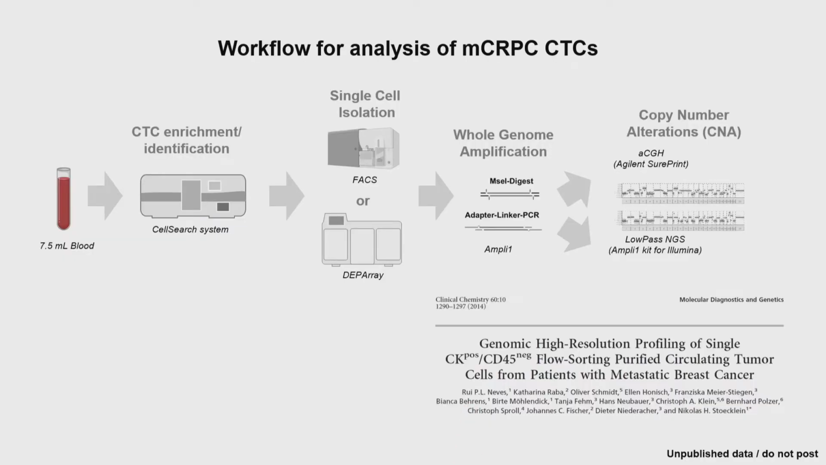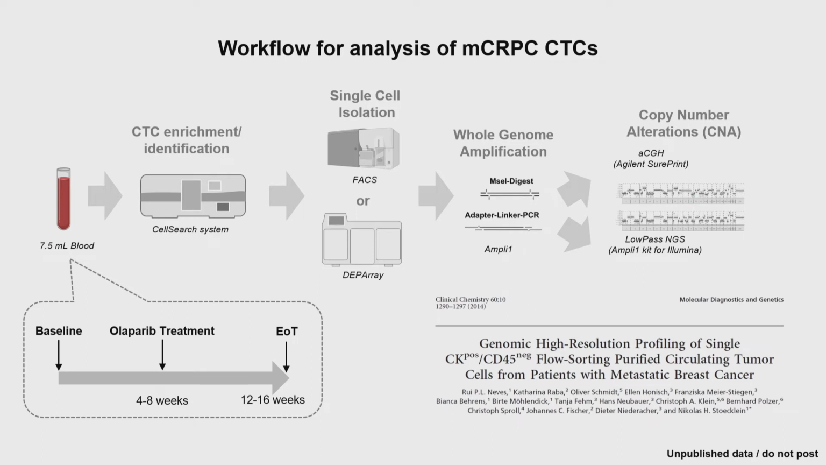This is the workflow we used, and we have published some years ago. So after CellSearch enrichment, we perform isolation of single cells, either by FACS sorting or with a DEP array. If we have the single cells, we amplify the whole genome using adapter-linker PCR, the Ampli1 method, and then we can use those amplification products to obtain copy number alteration profiles. In the beginning, we did this with array-based comparative genomic hybridization. Now we use low-pass next-generation sequencing for this.